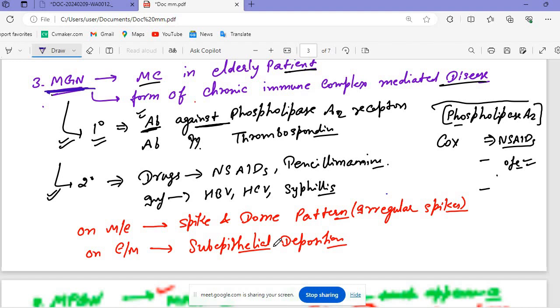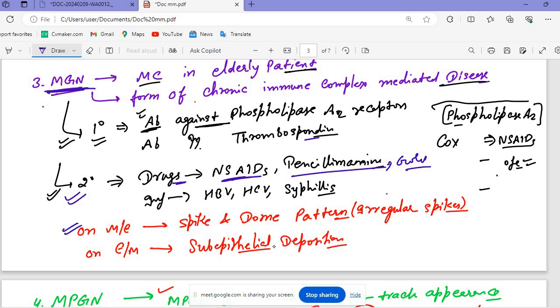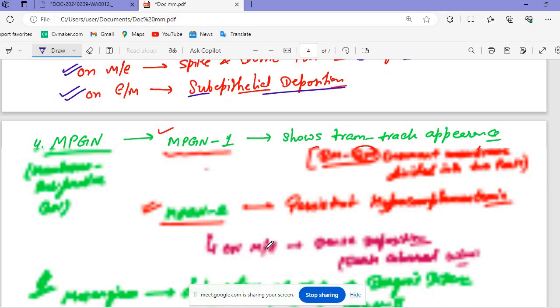Primary MGN can be due to antibody against the phospholipase A2 receptors or antibody against thrombospondin. Then we have drugs like NSAIDs, penicillamine, or gold. All these cause secondary MGN, and infections like hepatitis B virus, HCV, and syphilis also cause secondary membranous glomerulonephritis. On microscopy, we see the spike and dome pattern, irregular spikes. On electron microscopy, we see subepithelial depositions.